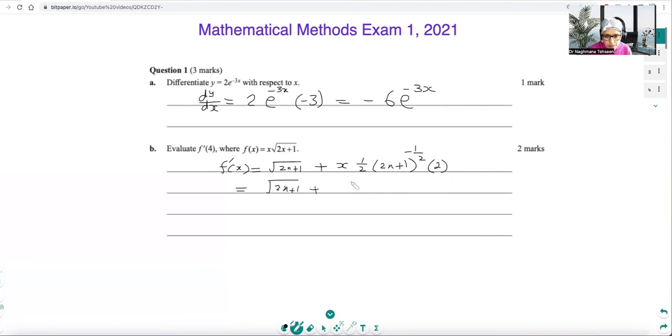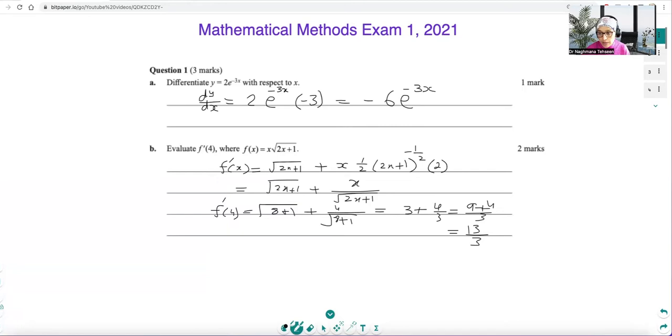So we get x over the square root of 2x plus 1, plus the square root of 2x plus 1. And now I'm going to do f dash of 4. So that will be 4 over the square root of 8 plus 1, plus the square root of 8 plus 1, which gives us 9. Square root of 9 is 3, so 3 plus 4 over 3. That gives you 9 plus 4 over 3, which gives us 13 over 3. So this is our question number 1 done.